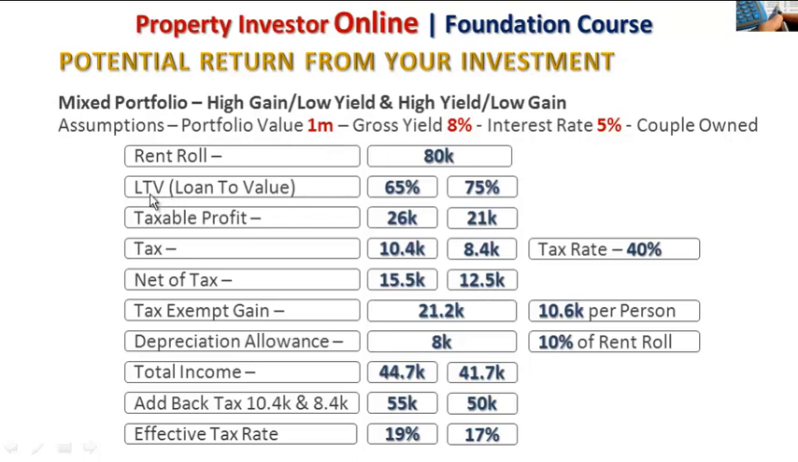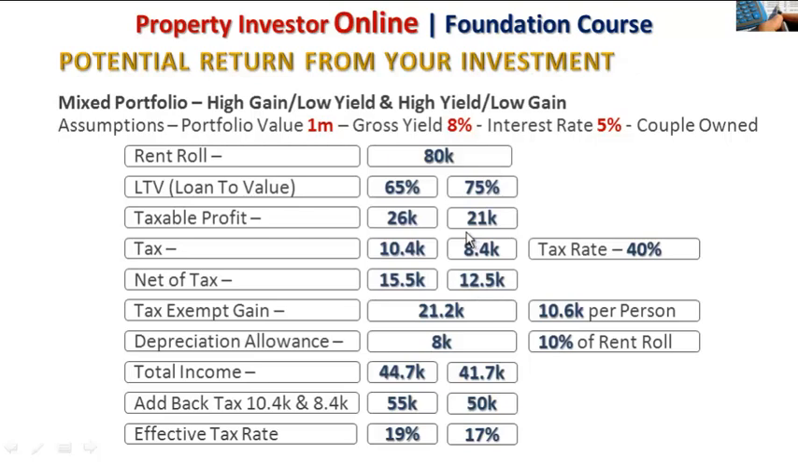And the LTV, or loan to value, is 65% in one example and 75% in the second. Pre-credit crunch, I would have set these LTVs at 75% and 85%. 65% is a safe LTV to work with, 75% is still safe, and it is the maximum commonly available today. The result of the 65% loan to value is that the taxable profit is £26,000, and at 75% it reduces to £21,000 because there is more interest to pay, because you have borrowed more money.